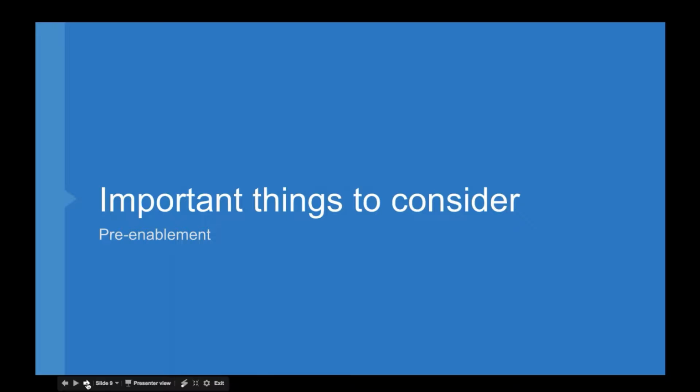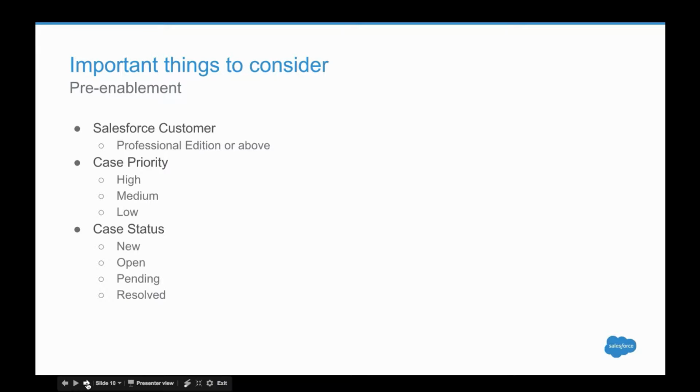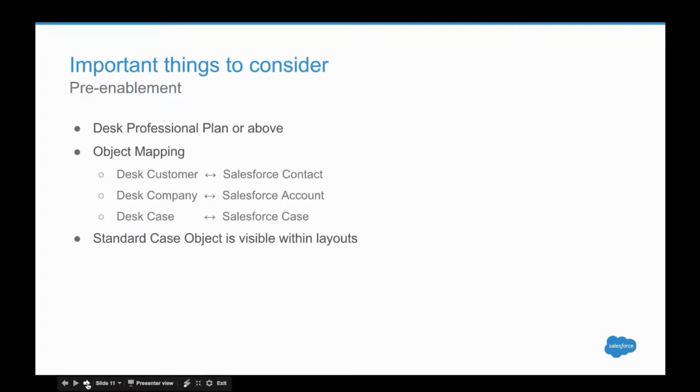Important things to consider. These slides are all going to be about how you're going to enable Desk Connect, what you would need to get Desk Connect enabled for your Desk org. So pre-enablement, on the Salesforce end, you'll need to be on the Pro edition or above. You want to make sure that your case priority fields are set to high, medium, and low, and your case status fields are set to new, open, pending, and resolved. In the demo that I'm going to be doing later, I'll be showing you how to make sure these are set correctly. So we can go over those.